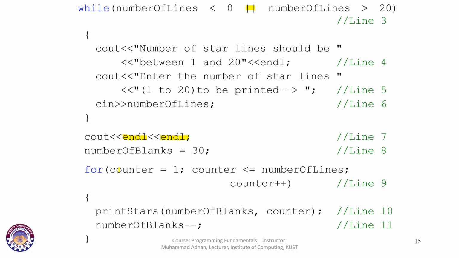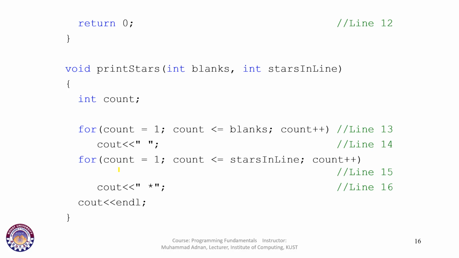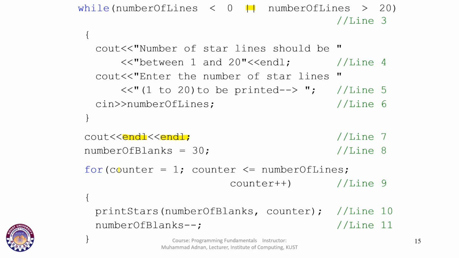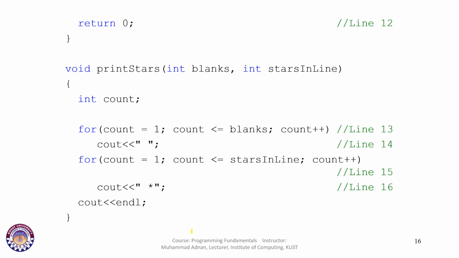After calling the function, the control will go to the called function, and after the execution of the print star function, which is this one, we are going to come back, and this statement will be executed: we are decrementing the number of blanks. First it is 30, then it becomes 29, and then we move on. So this is how the print star works.